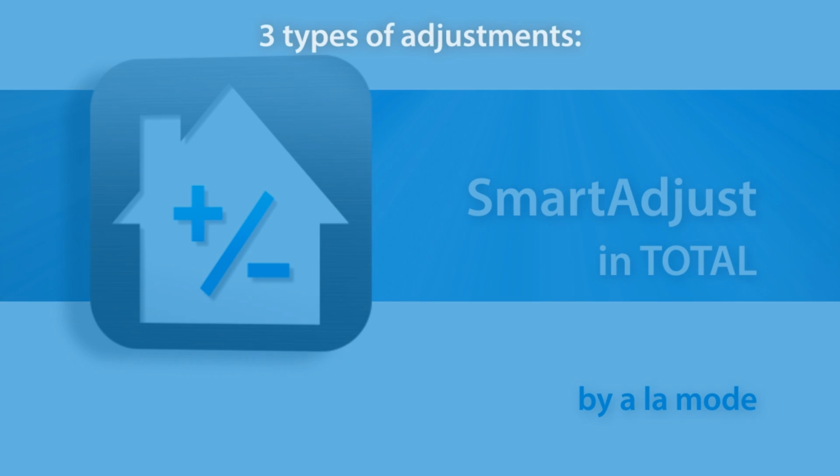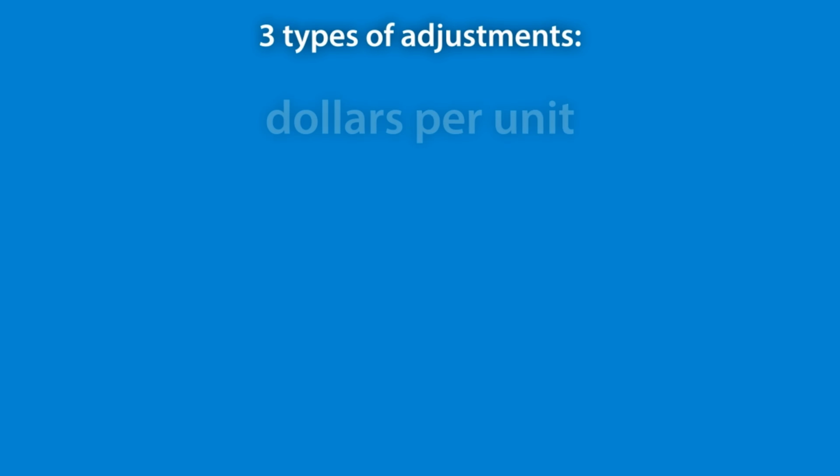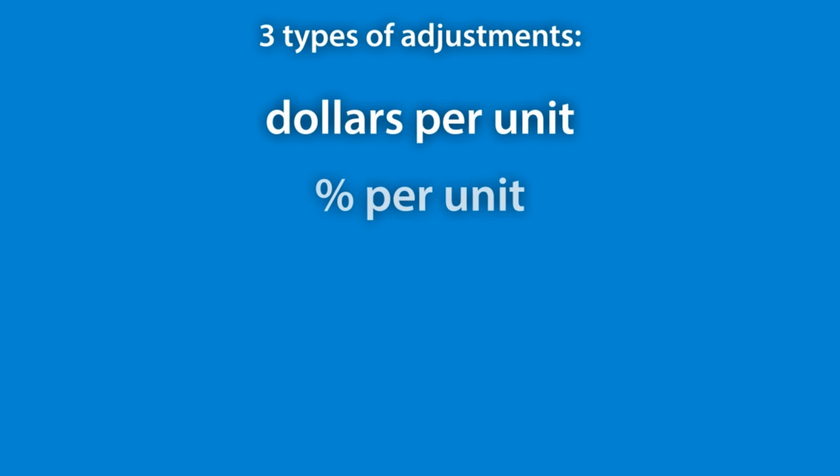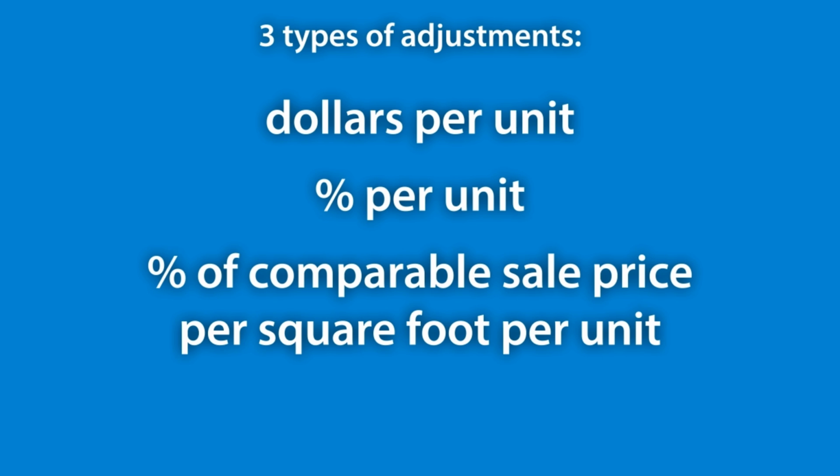There are three types of automatic adjustments you can make to numeric fields: dollars per unit, percentage of comparable sell price per unit, and finally, percentage of comparable sell price per square foot per unit. Let's look at one of each.